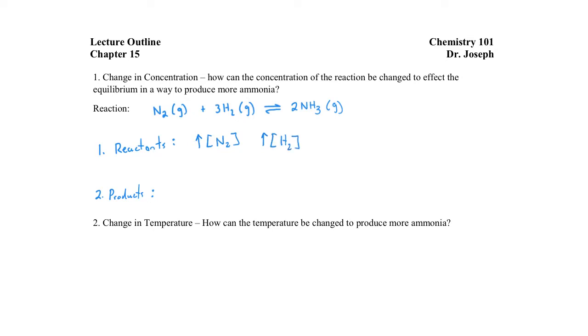To increase the concentration of a gas, what we do is we increase the pressure. This forces more molecules of gas into a smaller volume, thus increasing their concentration. So in the Haber design, he uses pressurized nitrogen and hydrogen gas tanks. Now, what about on the product side? If we want to drive this reaction forward to produce more ammonia, what can we do about the concentration of the product, ammonia, to make that a more favorable possibility?